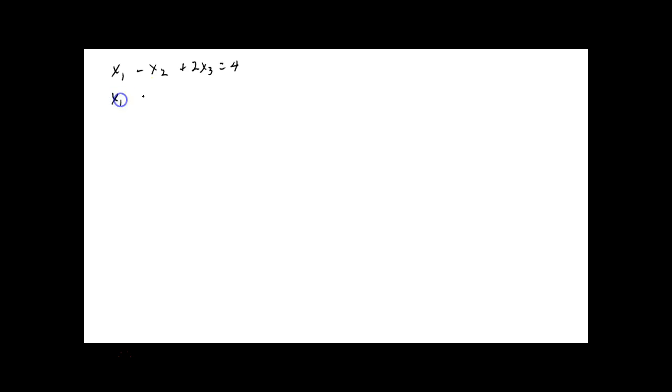x sub 1 plus x sub 3 is equal to 6. 2x sub 1 minus 3x sub 2 plus 5x sub 3 is equal to 4. And 3x sub 1 plus 2x sub 2 minus x sub 3 is equal to 1.